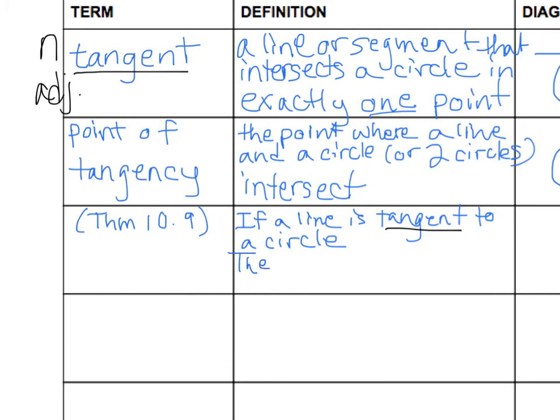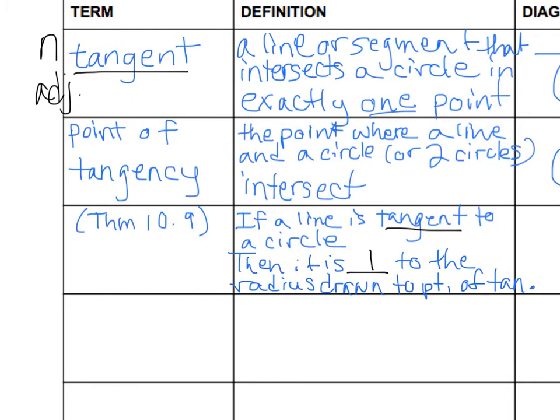then we can say that it is going to be perpendicular to the radius that is drawn to the point of tangency. And I'll just abbreviate that, point of tan.